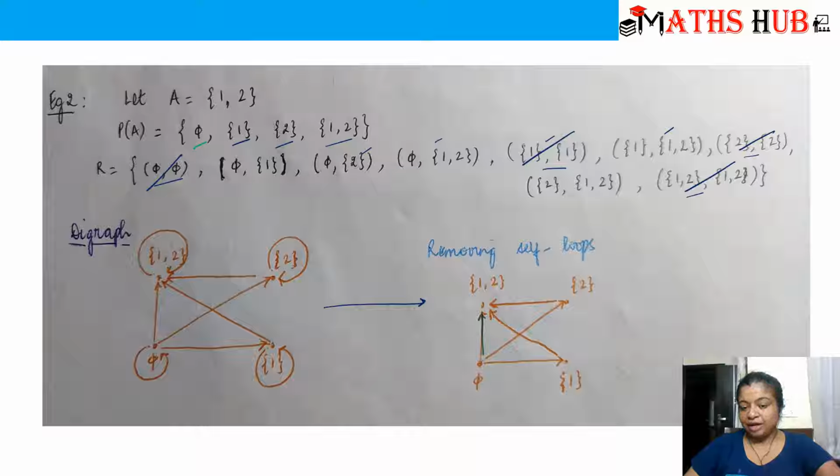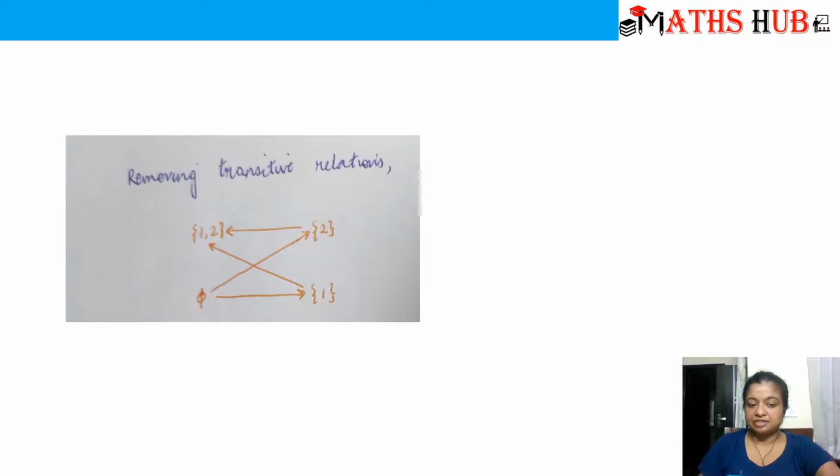5 is related to 1, and 1 is related to 1 comma 2. So 5 relates to 1 comma 2. So this is the transitive pair. Let's remove this pair. And whatever digraph is left now, you can see there are no more transitive pairs, right? So let's move ahead and see what is left after removing the transitive pairs.